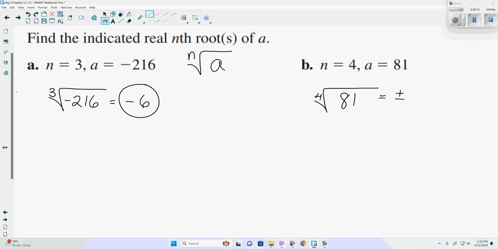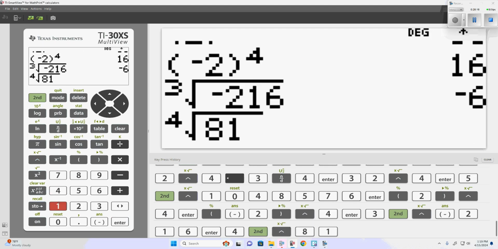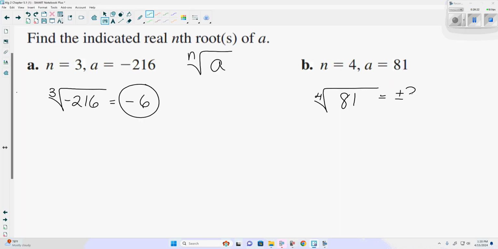At this point, we can grab the calculator and say 4th root of 81, which is 3. So our answer is plus or minus 3. The calculator will give us the positive solution. It won't give us the negative, but we have both. Because really what we're saying is x to the 4th is equal to 81, and we're solving it by taking the 4th root. Questions on this here? We're ready for the next one.